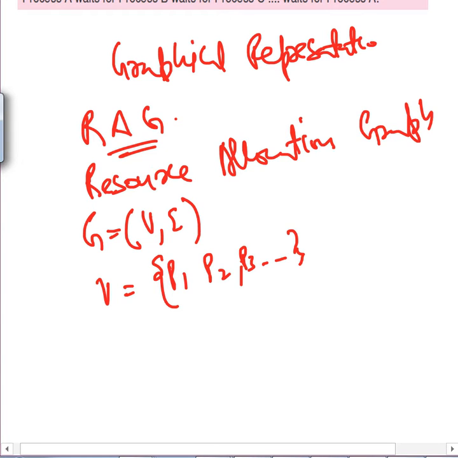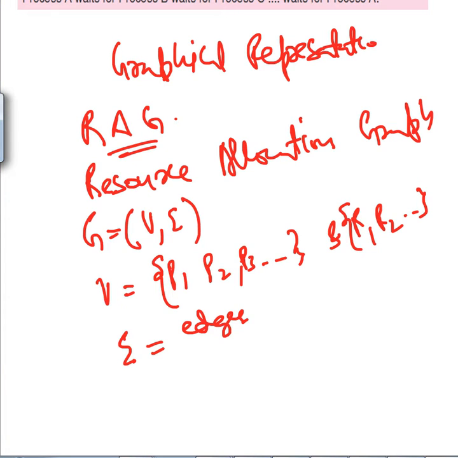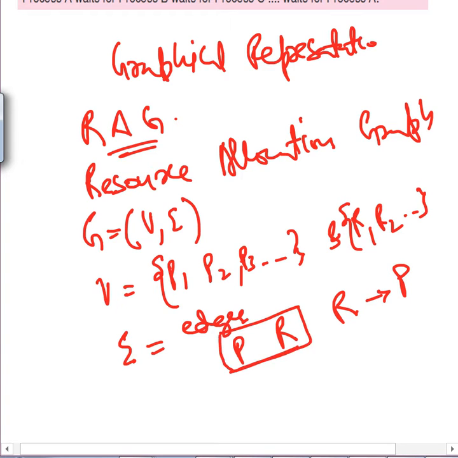And we may also have the resource types as the nodes. So we may have R1, R2 and so on. So these, resources and processes, will act as nodes. And then there will be the edges. E stands for the edges. Now an edge can be from the process to the resource, or from the resource to the process, depending upon whether it is a request edge or an allocation edge.